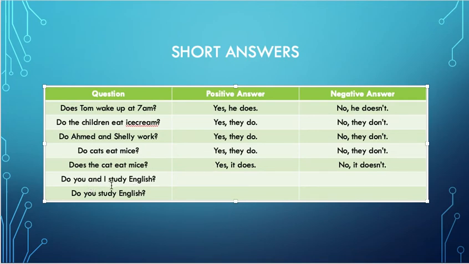Do you and I study English? Now you and I, is that they or we? If it's you but also me, then we say we. So yes, we do. If it was you and your friend, then they, because you and your friend is not me also. But if it's you and it is also me, then we. So yes, we do, or no, we don't.